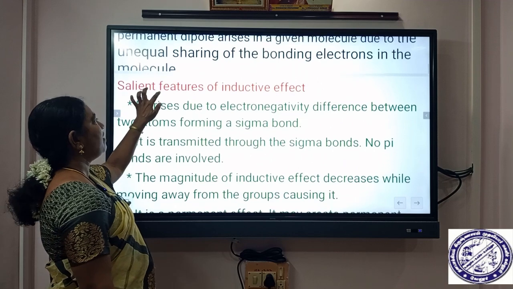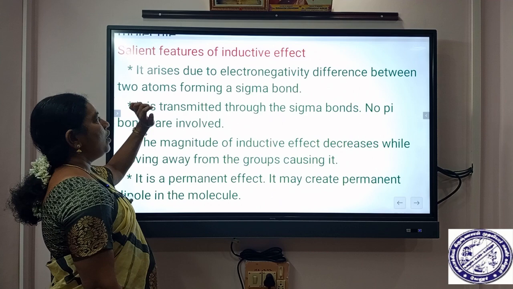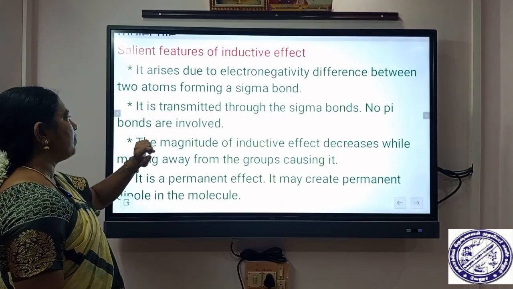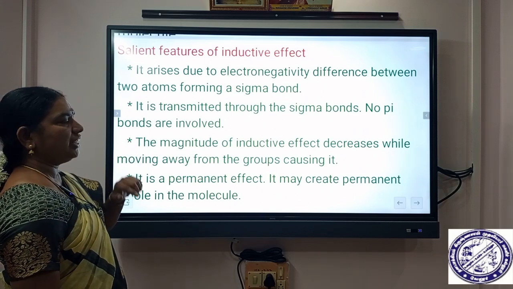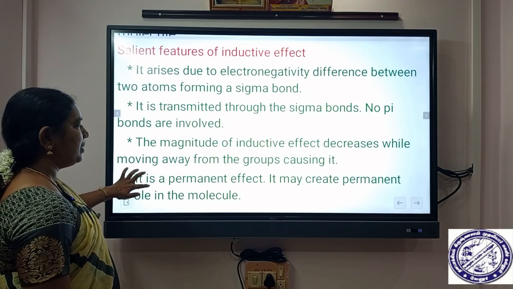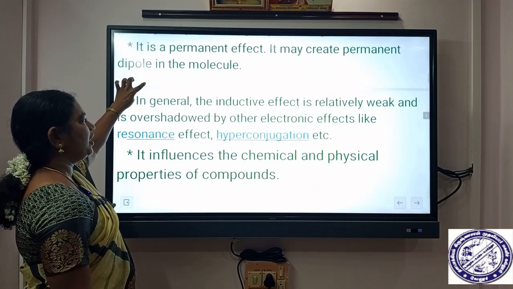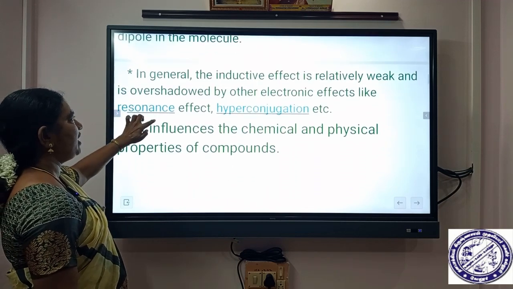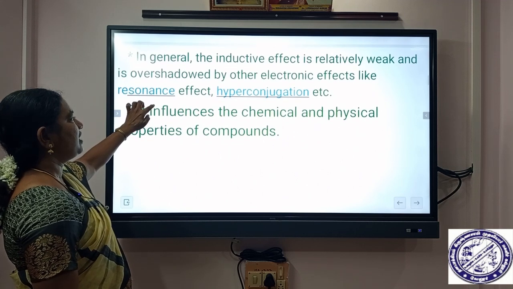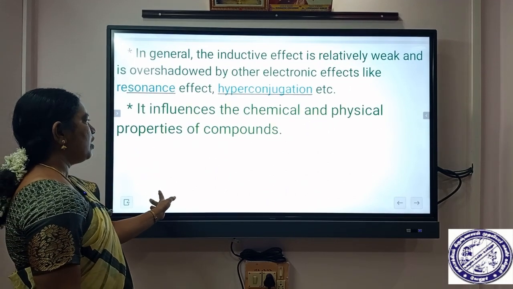Already I have said that inductive effect is a permanent effect. It arises due to the electronegativity difference of two atoms forming a sigma bond. It is transmitted through the sigma bonds. No pi bonds are involved. The magnitude of inductive effect decreases while moving away from the group causing it. It is a permanent effect, and it may create a permanent dipole in the molecule. In general, the inductive effect is relatively weak, and it is overshadowed by other electronic effects like resonance effect and hyperconjugation. It influences the chemical and physical properties of compounds.